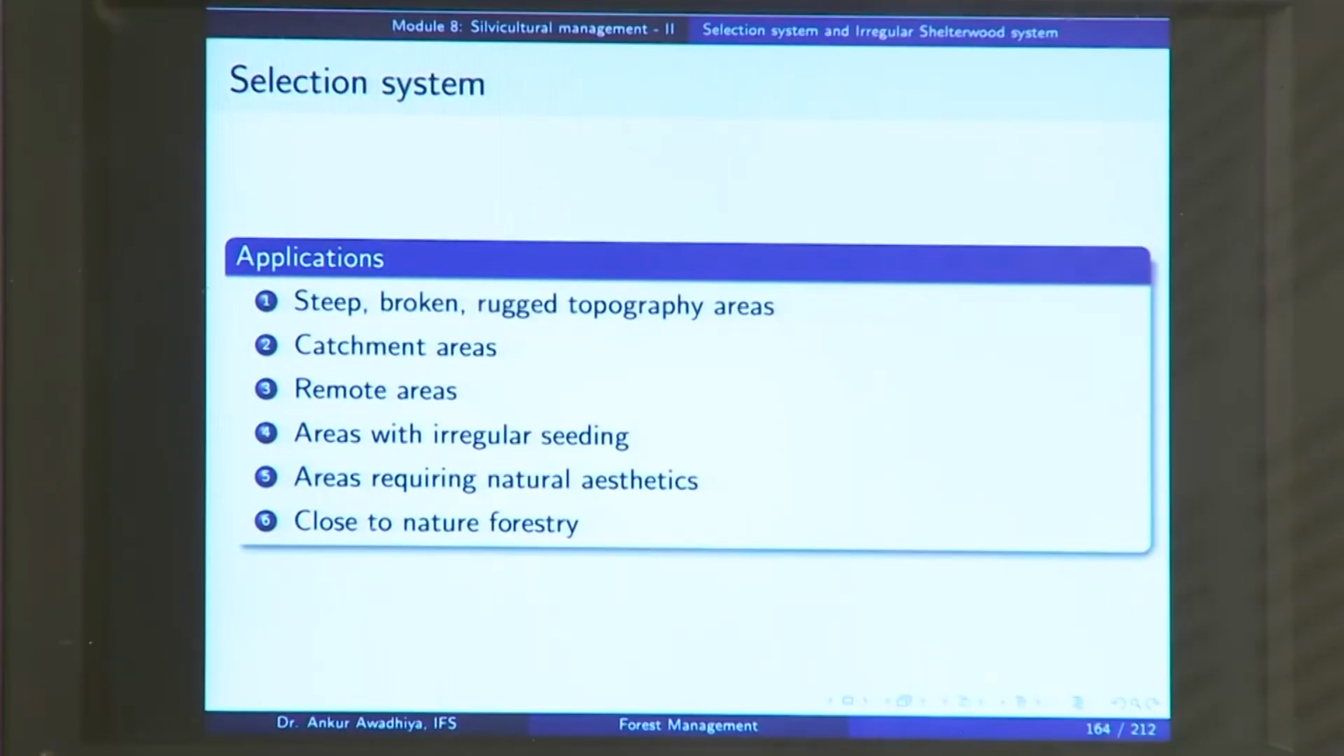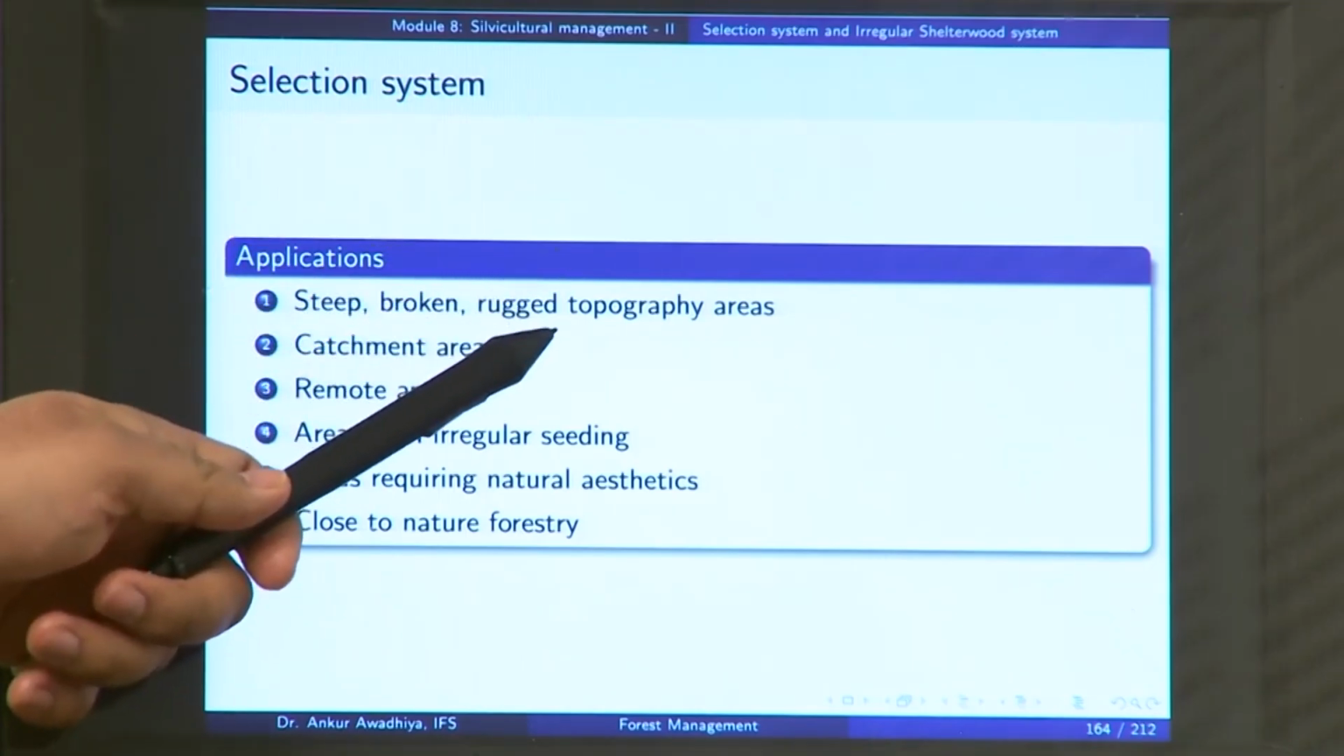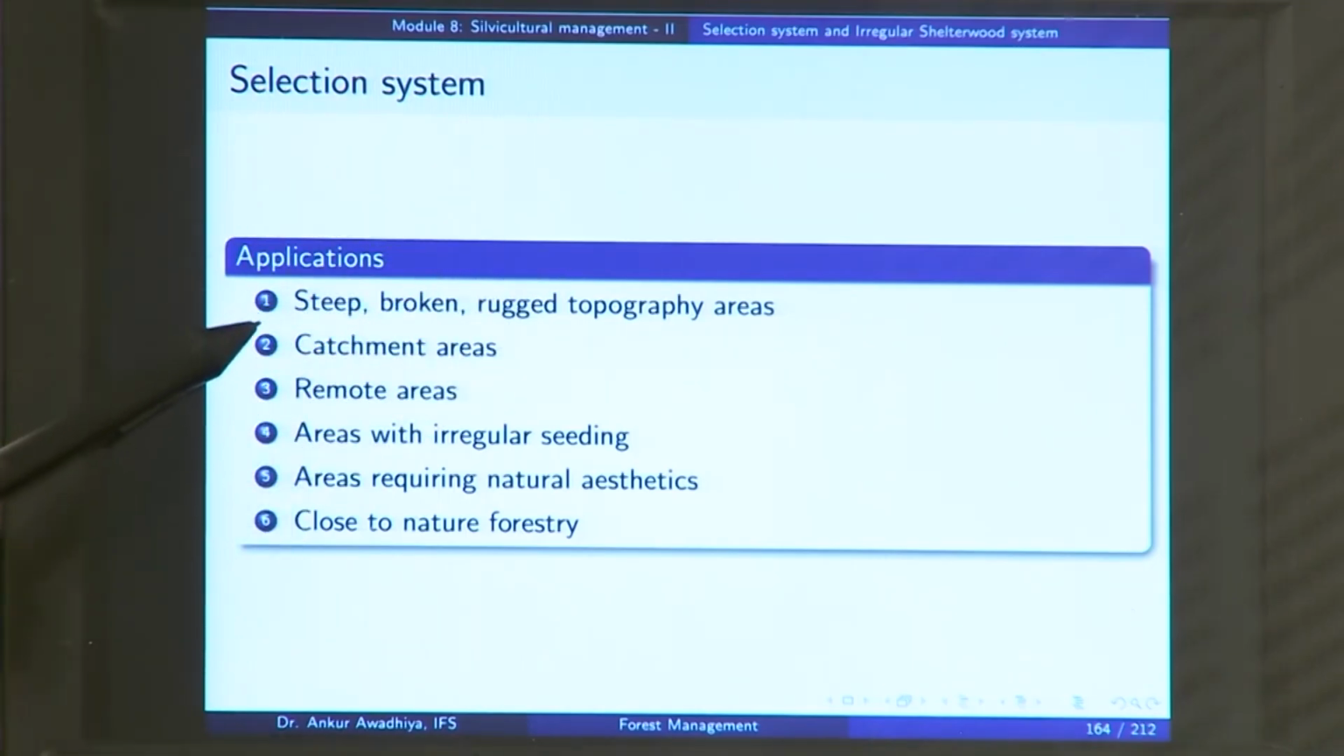So, one big application is in those areas that have steep, broken and rugged topography, areas that are catchment areas, areas that are remote areas. Because if there is a place that is in a remote location, then it is difficult to bring your machines for a large scale harvesting, as in the case of a clear felling system, and so in remote areas you typically go for a selection system.